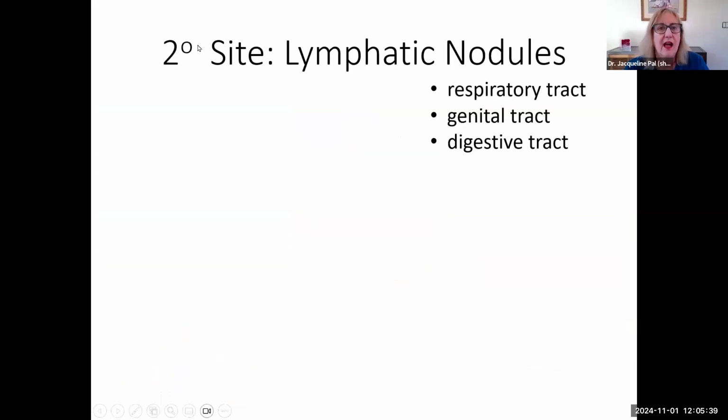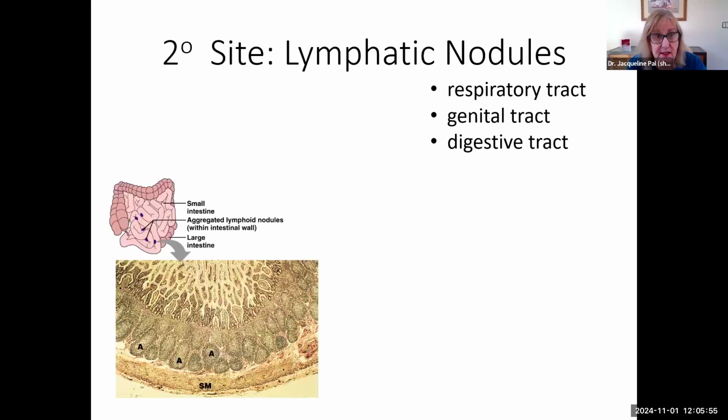Another secondary site will be lymphatic nodules, similar to those that we saw on the spleen, but in this case, they're going to be in your respiratory tract. So think your nose and mouth, lungs, airways, your genital tract, and your digestive system.